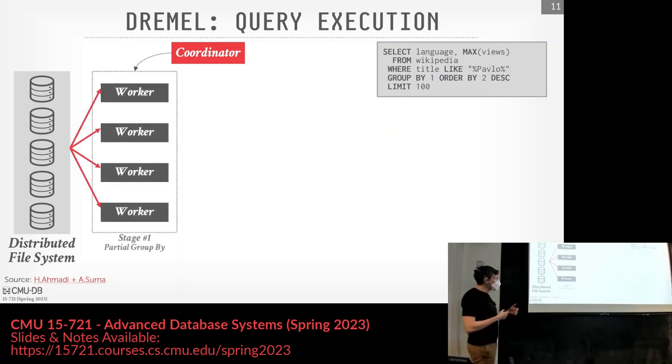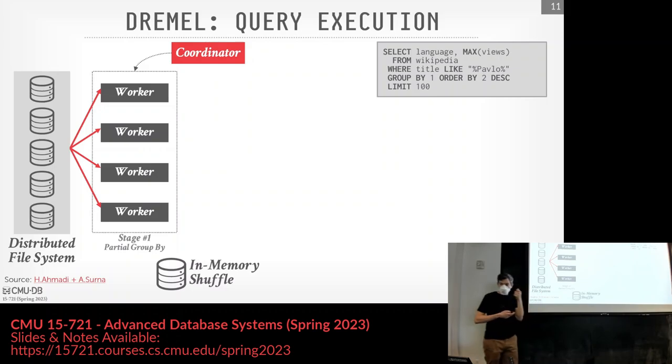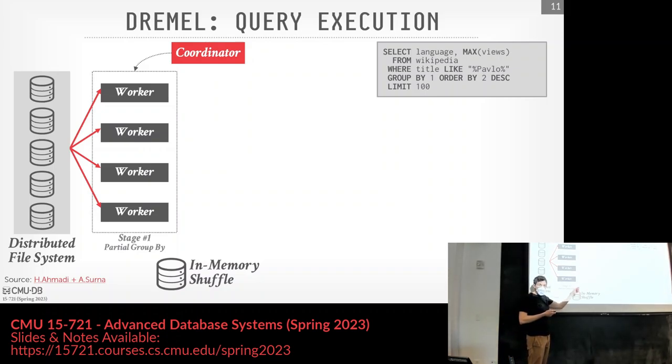It's going to be responsible for scheduling or firing up all the workers we want for the first stage, like say we're doing the partial group by. These workers are responsible for retrieving the data from the file system, doing whatever computation they need on it, and then the output is going to be written to this shuffle service. The goal here is to store everything in memory so we're fast. And then the next stage will read data from the shuffle rather than reading from the workers themselves. So they all can write to this thing.